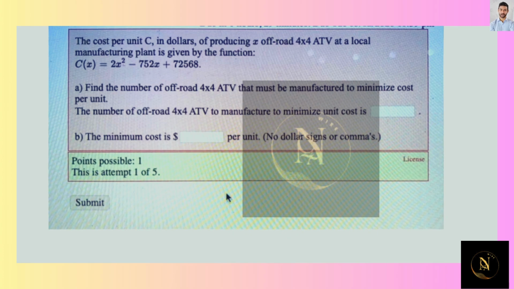The cost per unit, in dollars, of producing x off-road 4x4 ATVs at a local manufacturing plant is given by the function C. We want to find the number of off-road 4x4 ATVs that must be manufactured to minimize the cost.